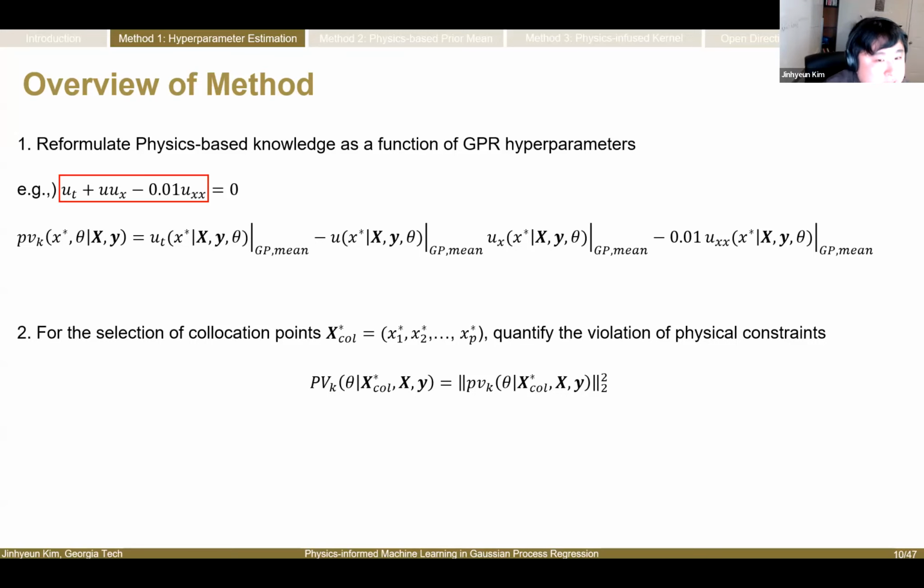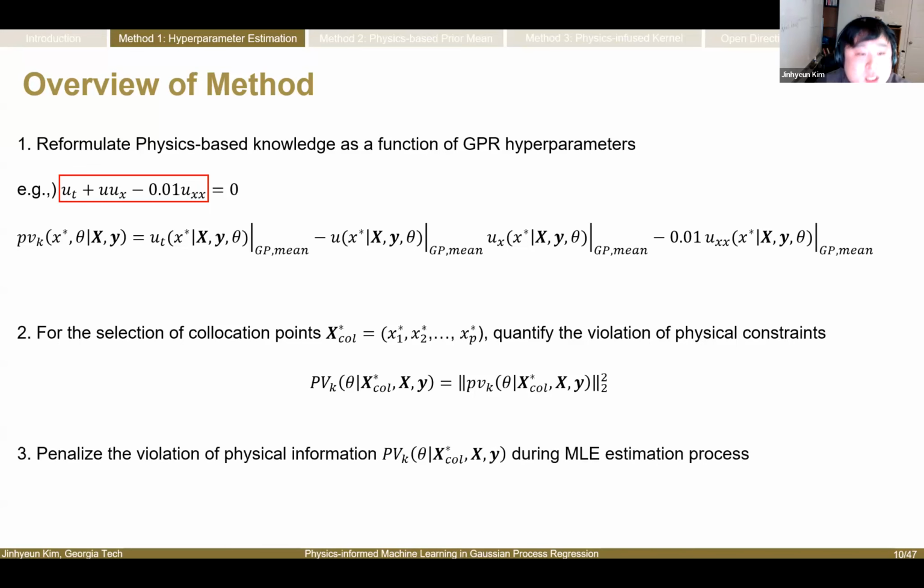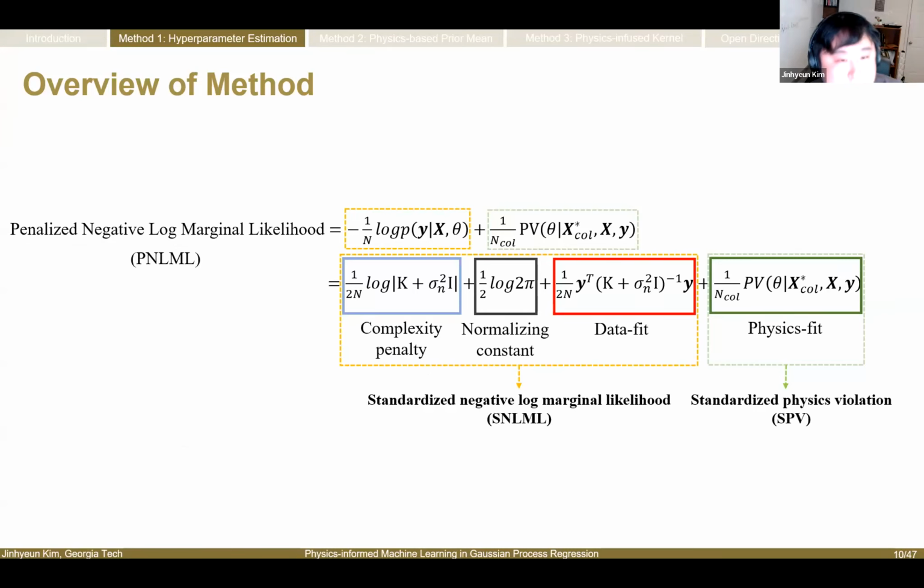As PINNs select collocation points and calculate the physical violation, we also select the collocation points here using a space-filling design. And using an autonomous scale, we quantify the violation of physical constraints and penalize this information during the MLE estimation process. This is the objective function. When you look at the yellow box, it is the standard MLE function. It mainly considers the data fit, the red box. During the MLE estimation process, we penalize this violation of physics to consider both the data fit and the physics fit of the model.